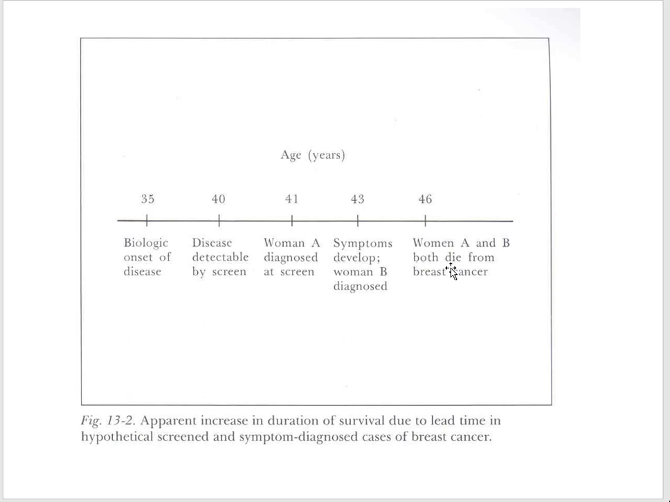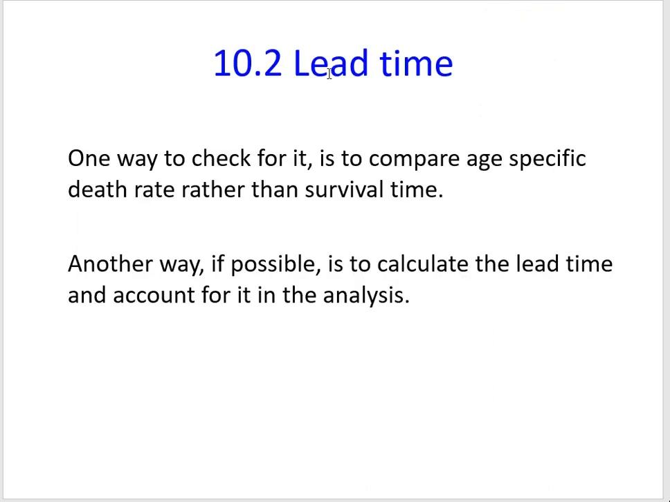You're saying, well, see, those that screen tend to live 2 years longer than those who were not screened. And that is not true. It's just that you captured the disease 2 years earlier. That error is called the lead time bias. Now, how do we fix the lead time bias? One way is to check for age-specific death rate.